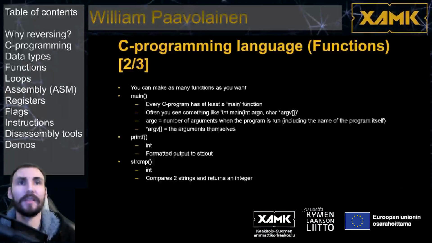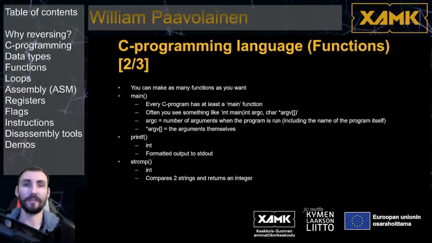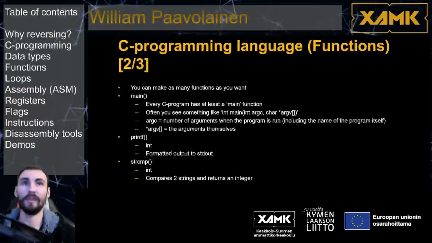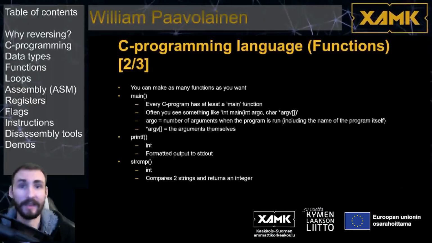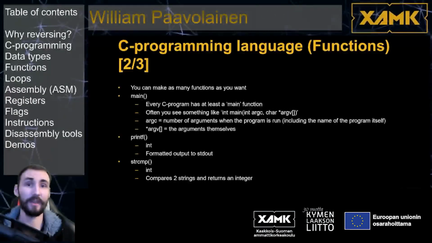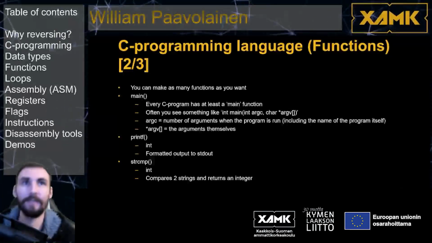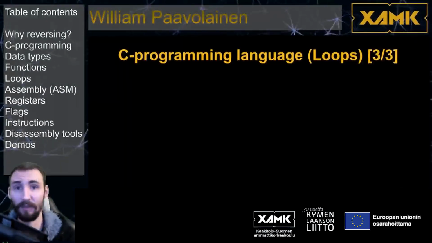And its job is that it compares two strings together and returns an integer. It returns 0 if those two strings you compare are equal. So if they are the same string, it compares them and returns 0. If they are not the same, it returns something else. And that's the gist of it. Then we have loops.